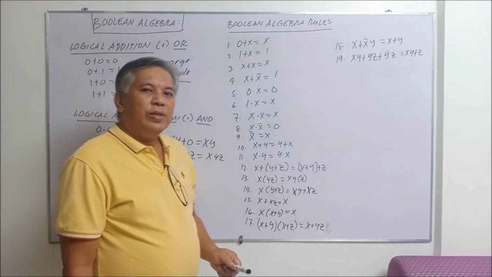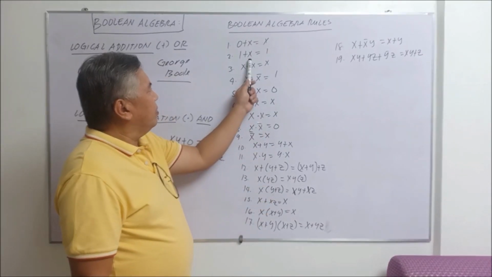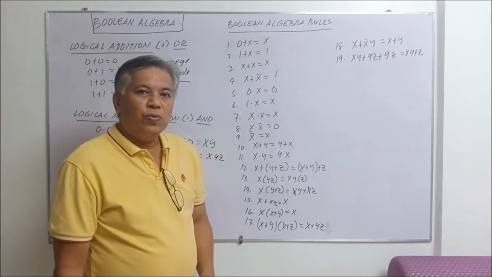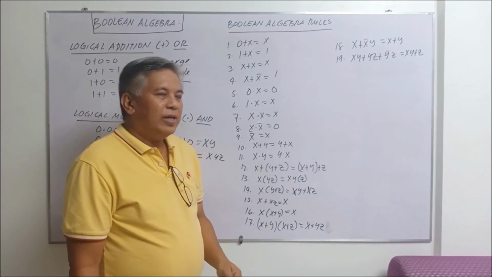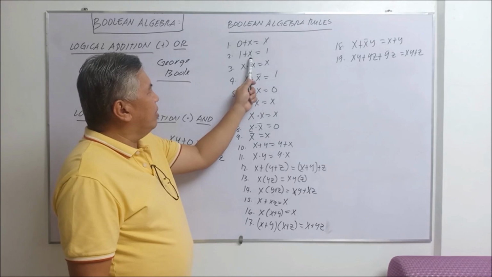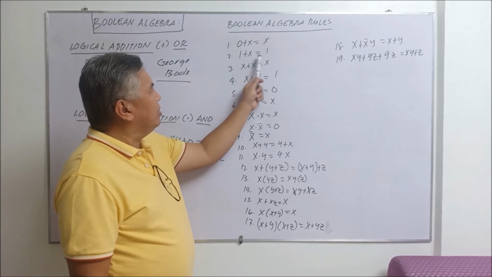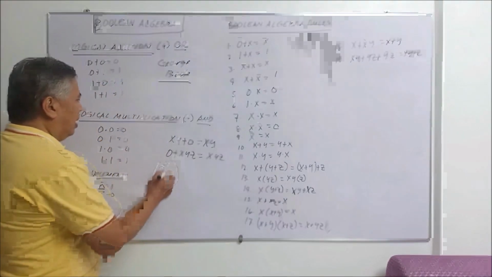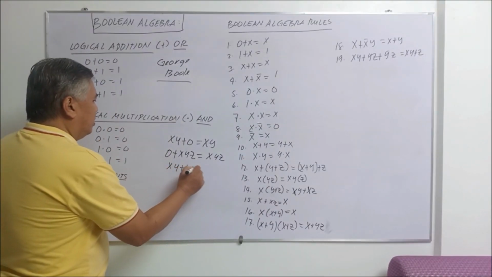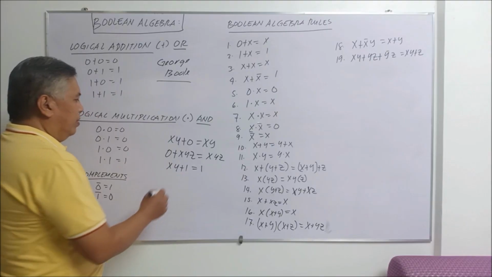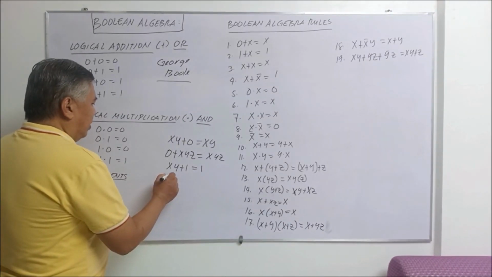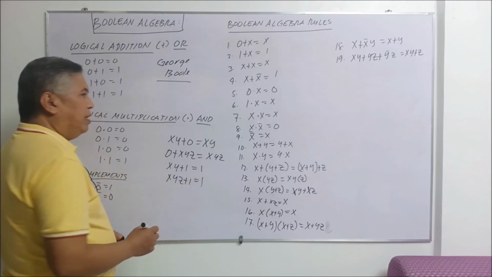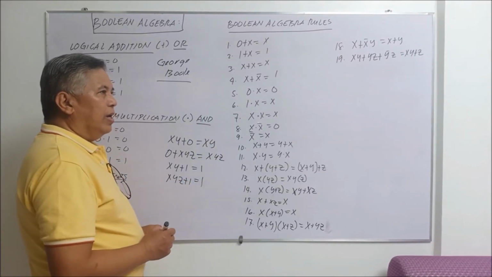Rule number 2: any variable or variables added to 1 is equal to 1. For example, xy plus 1 is equal to 1, or xyz plus 1 will still be equal to 1. How do we do that?